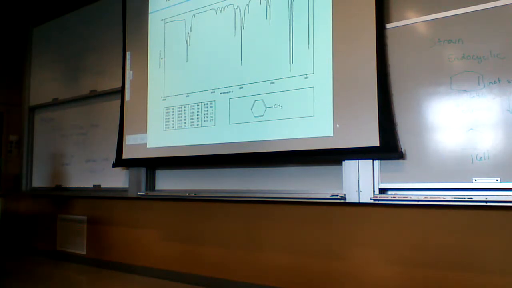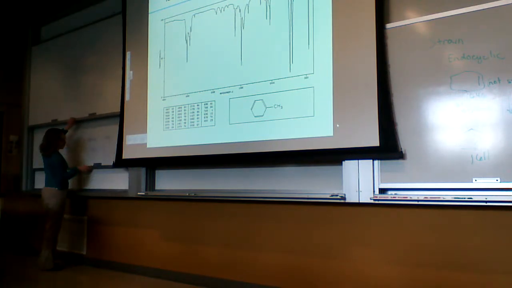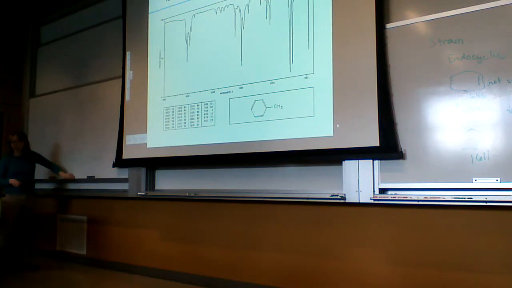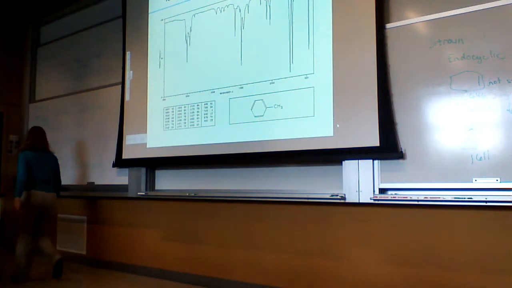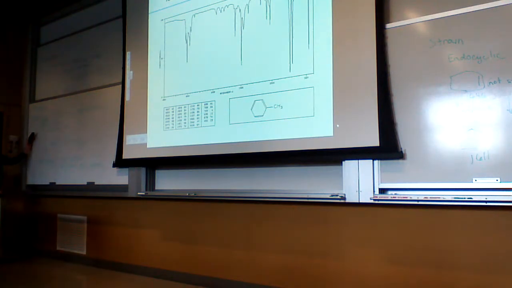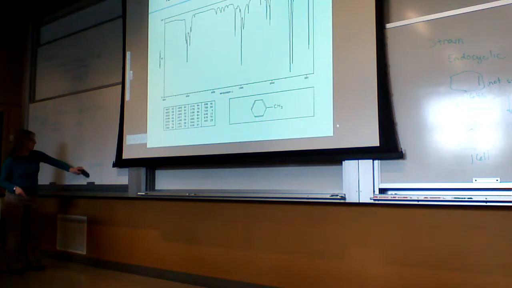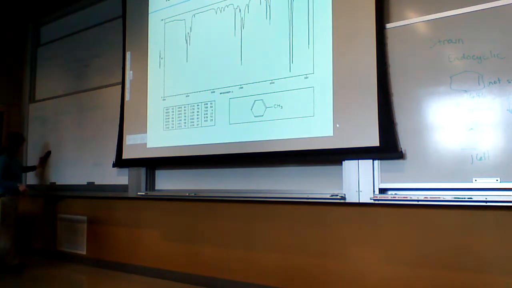Aromatics. We have some new stuff here. So we have the CH. Just like with the alkenes, you have an sp2 hybridized CH, so they're going to show up above 3000, whatever number that is.